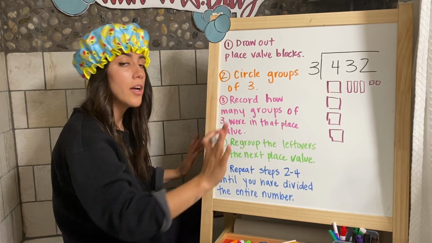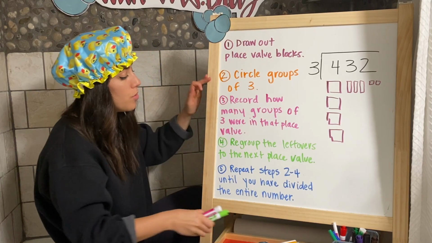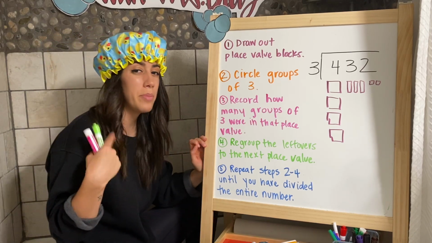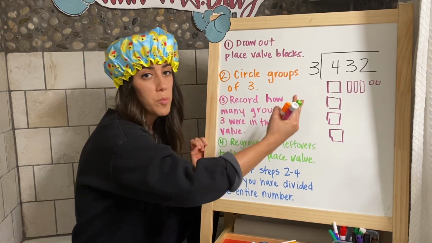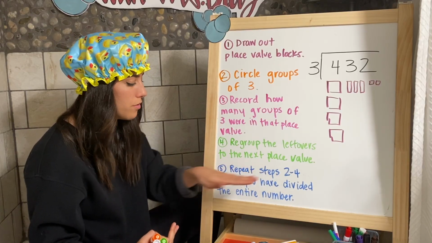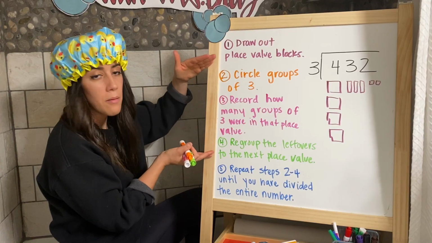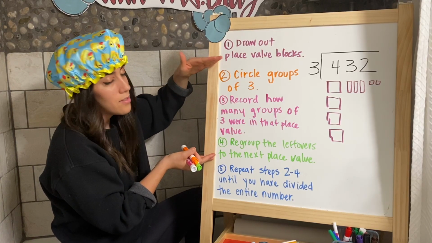Step 1 is done. You no longer have to do that again. Step 2, 3, and 4, however, are repeated multiple times for each place value. Okay, and that is what step number 5 says. It just says repeat steps 2 through 4 until you've divided the entire number. So these are really the meat of this strategy.